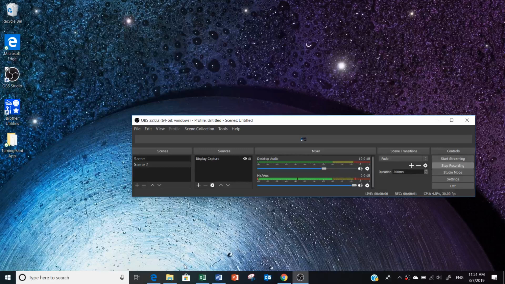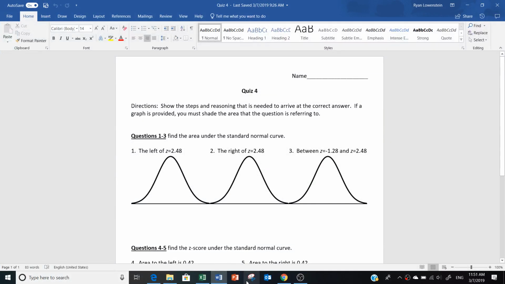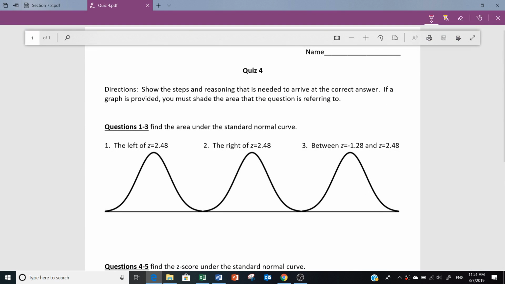Okay, so let's start with number 1. We want the area to the left of 2.48. So please draw the 2.48 on the normal curve, and then we want the area to the left, so you want to shade the area to the left.